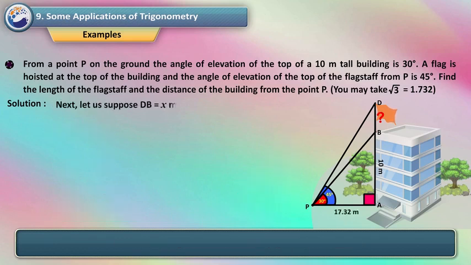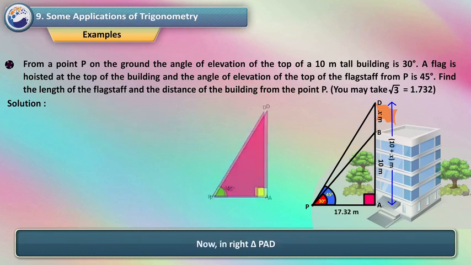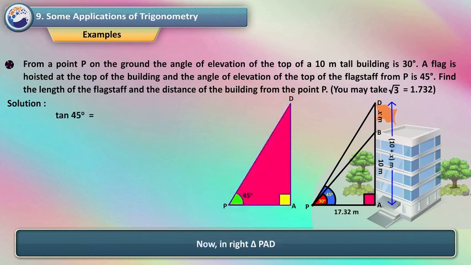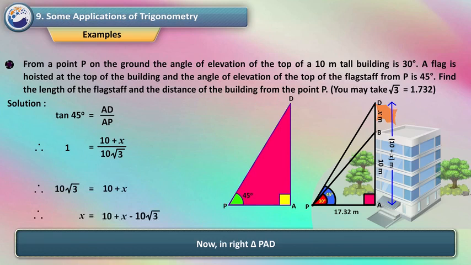Next, let us suppose DB equals x meters. Then AD equals 10 plus x meters. Now, in right triangle PAD, tan 45 degrees equals AD upon AP. Therefore 1 equals 10 plus x upon 10 root 3. Therefore 10 root 3 equals 10 plus x. Therefore x equals 10 root 3 minus 10. By solving this, we get the value 7.32 meters. So, the length of the flagstaff is 7.32 meters.